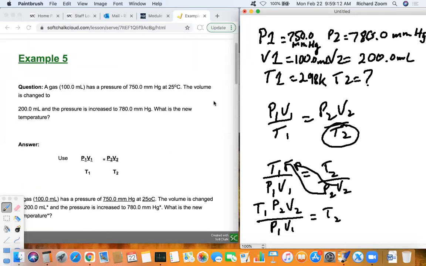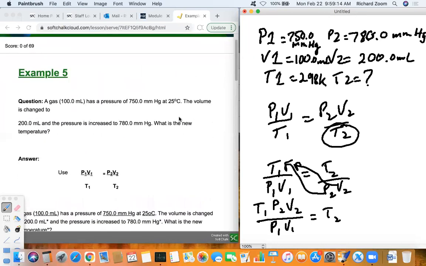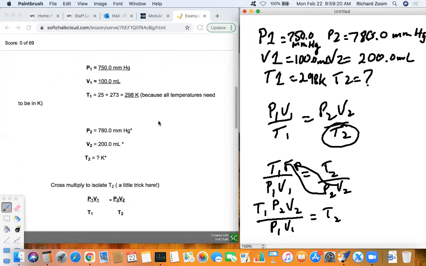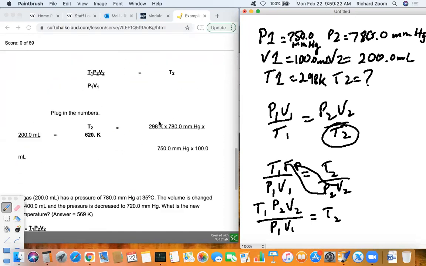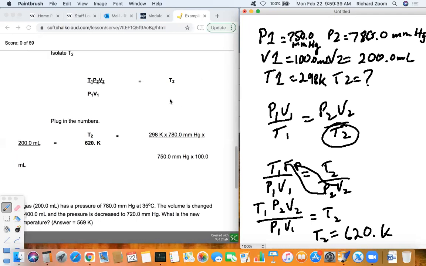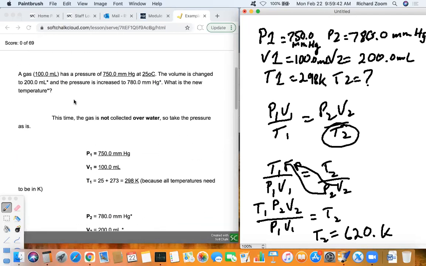Now this isn't collected over water, so we don't need to do anything with the vapor pressure of water, but you'll see that when we have to do that at some point, probably in the next problem. If we do this, it comes out to be T2 equals 620 K once we've plugged everything in. So here you'll notice we didn't subtract any vapor pressure of water. We didn't have to because nothing was collected over water.